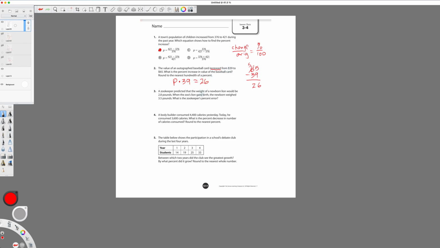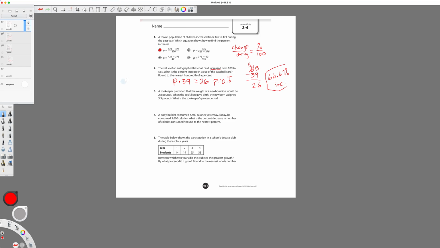And it equals that change that we just calculated. So 26 divided by 39. And I just divided both sides by 39, trying to make these go quick. I get 0.6 repeating, or 66 point, what is that, hundredths, so 67%. I'm not going to quibble with rounding there. And that's an increase because it went up.